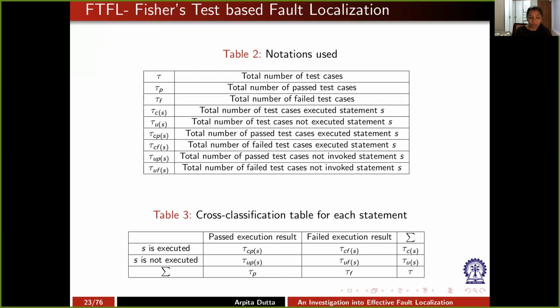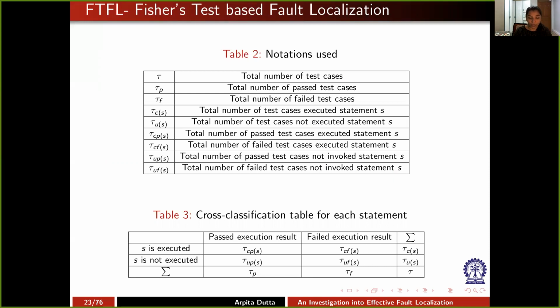And we have also created a cross classification table for each statement, where the four parameters are the most important: whether the particular statement is covered, with how many pass or fail test cases that particular statement has been covered, or with how many fail test cases that particular statement has been not covered or covered.